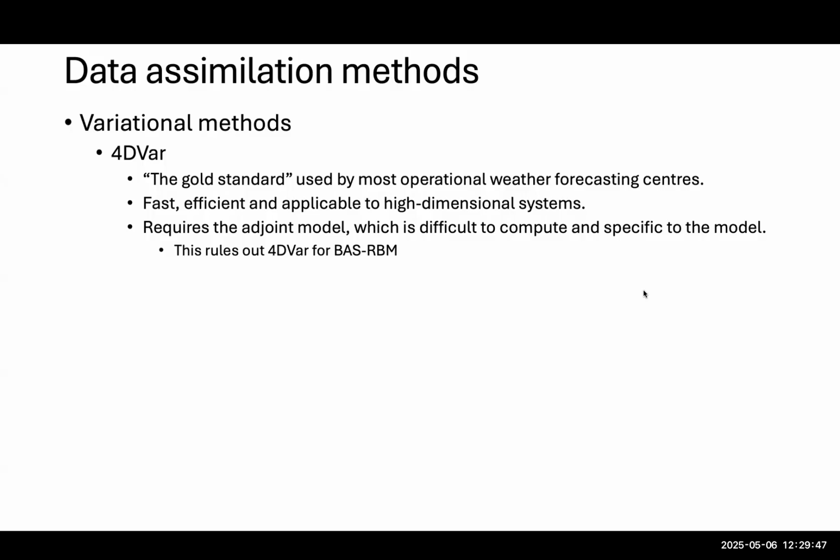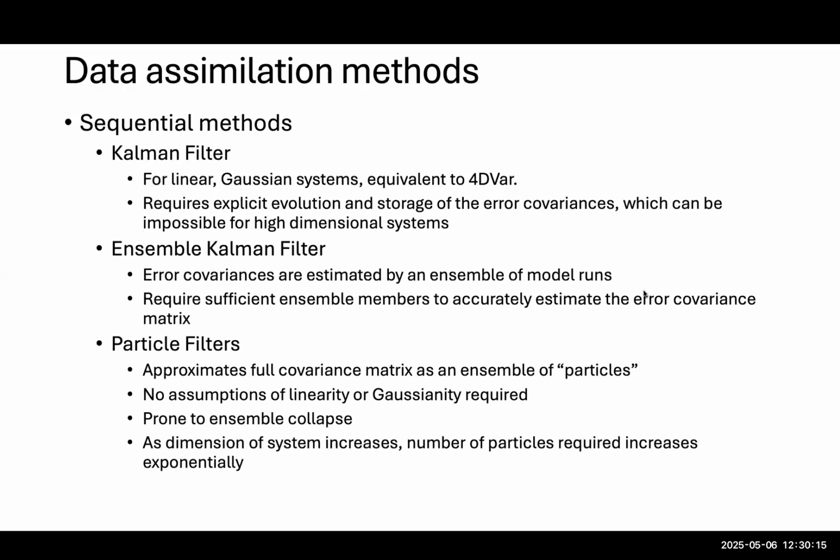Generating the adjoint sort of rules out 4D-VAR for BAS RBM, primarily because it's quite a large model, it would take a long time to compute efficiently, and it would only be specific to a specific version of the model. So that rules it out for BAS RBM. So we look towards the sequential methods.